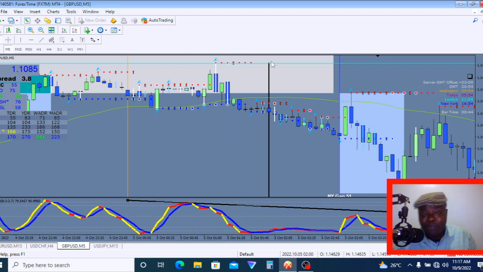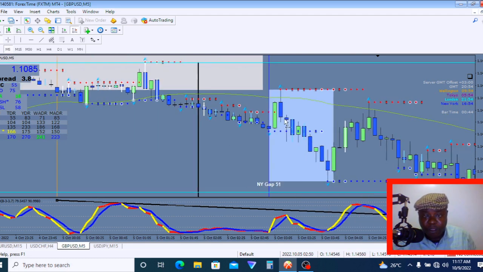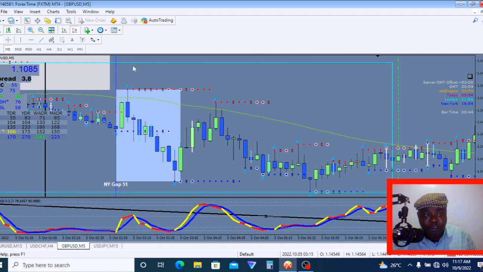Now, if you look at this place, let's look at it from here. You discover that immediately this forms, look at the reaction. Already we have a bounce, the market bounces down, it bounces up, it comes down after the gap. This one you are looking at now is the gap of the New York section. Then after the gap, we do what?